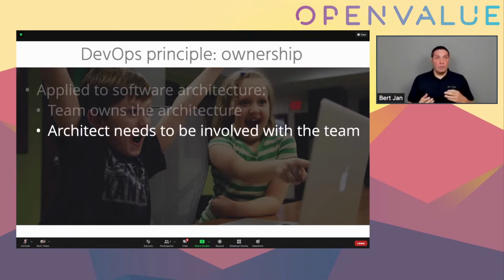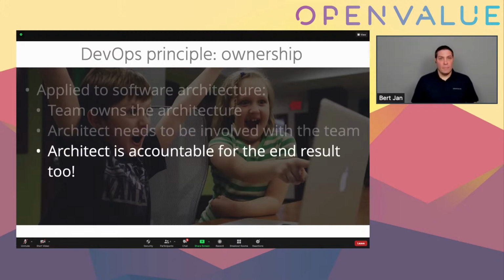And as a direct result, the architect needs to be involved with a team. So typically in a DevOps world, you have cross-functional teams, which means that a team has all the capabilities it needs to go from an idea in your head to working software in production. And it means that the architect, or whoever works on software architecture, needs to be involved with the team as well. And you're accountable for the end result as well.